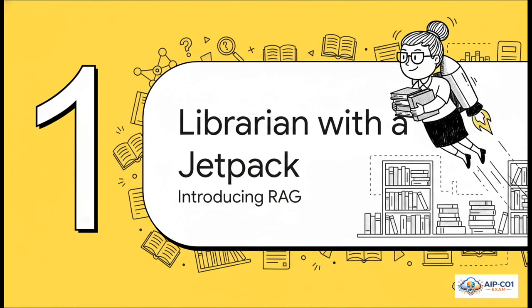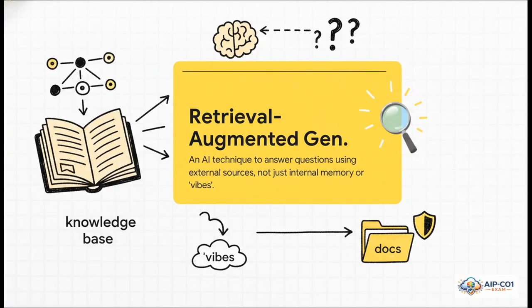Well, we give the AI a librarian. But not just any librarian. This one has a jetpack. And that's going to be our core idea for understanding what Retrieval Augmented Generation, or RAG, is all about. At its heart, RAG is a really simple but incredibly powerful concept.